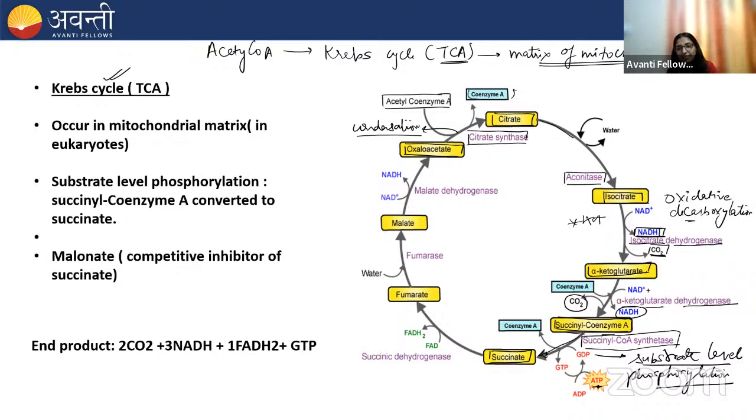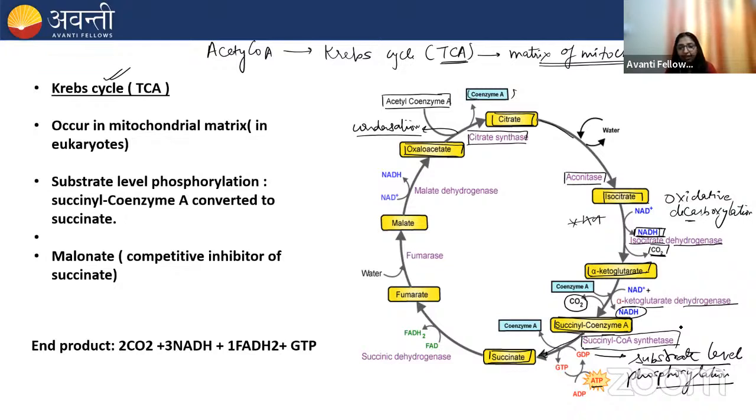Because in this step, the ATP formation is taking place. Succinyl-CoA synthetase is an isozyme. Isozymes are those enzymes which have a different sequence, but they perform the same function. That means they are catalyzing the same reaction. One is specific for GDP and one is specific for ADP.